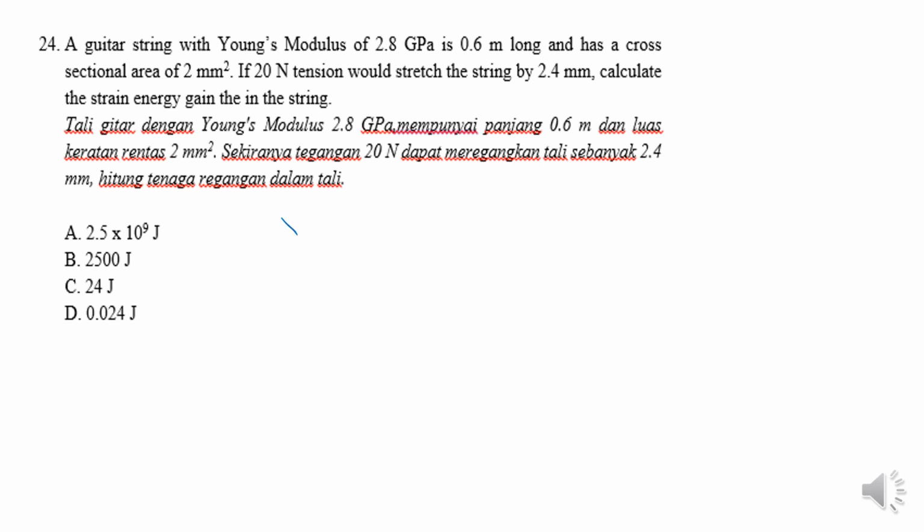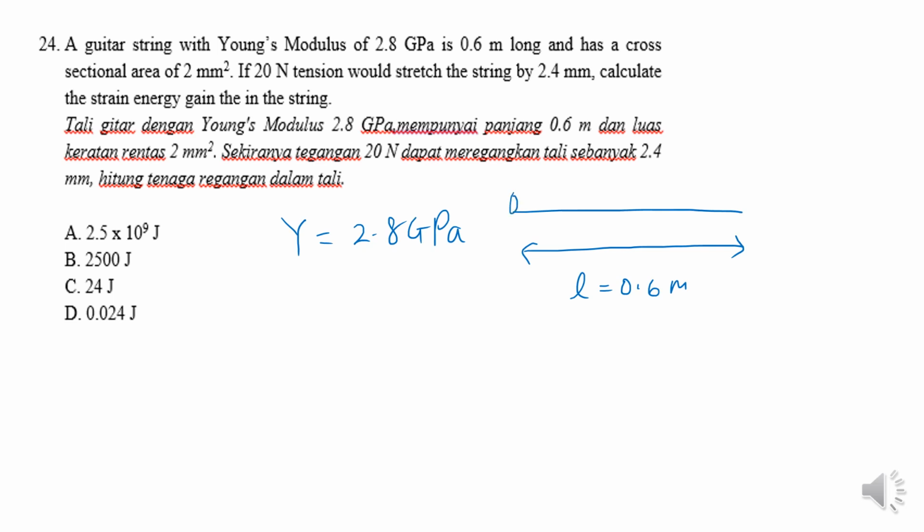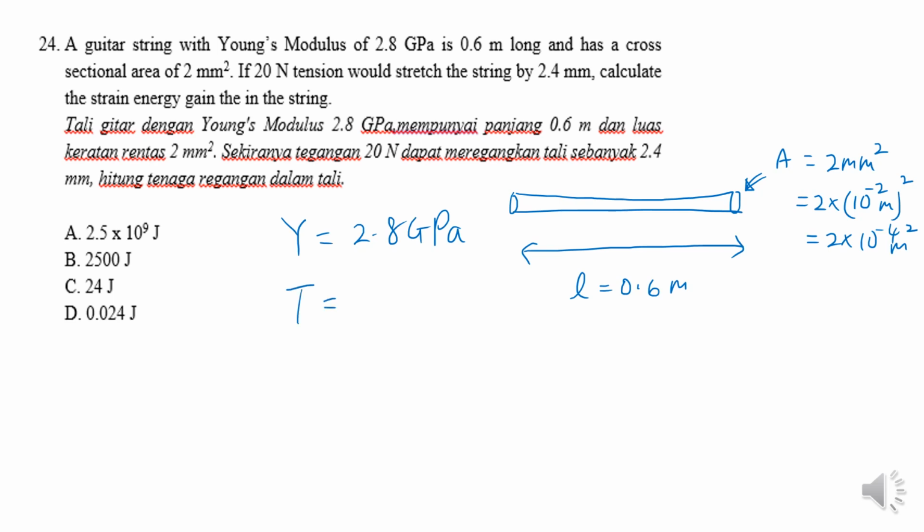Young's modulus is 2.8 gigapascal. We have the string here. The length of the string is given as 0.6 meter long. The cross-sectional area here is 2 millimeter square. Convert into meter, okay, 1 meter. So 2 times 10 to the power of negative 4 meter square. The tension given is 2 Newton to the string and it stretched by 2.4 millimeter. Okay, convert into SI unit. Make sure all the units are in SI units.